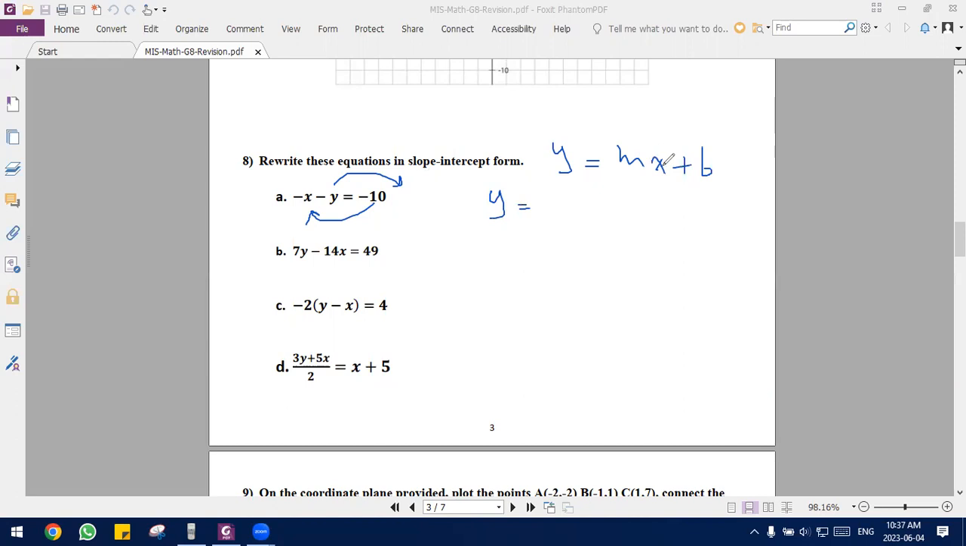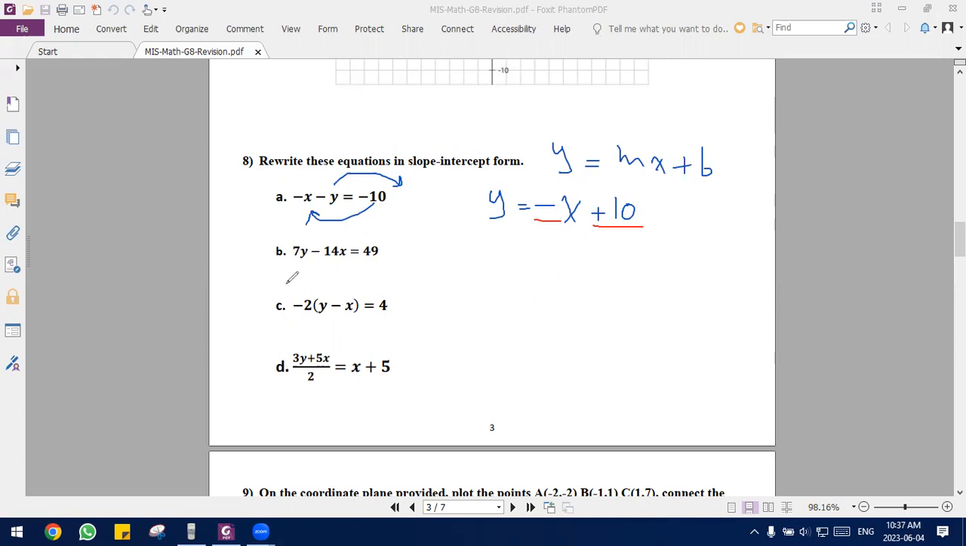And then you should put x first. It is minus x. And then minus 10 when it goes to this side will be plus 10. So the first part is answered: y equals minus x plus 10. We might also ask, for example, what's the y-intercept? It's 10. And what's the slope? It's minus 1. There's 1 here, but we don't write it.